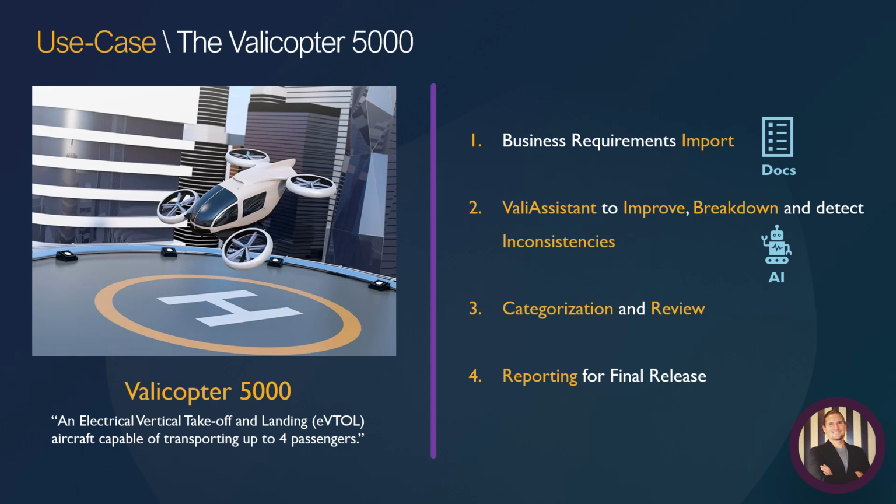But first, let us take a look at what product we are exactly specifying. So we are going to use Valispace as our main requirements and system engineering tool for the development of an electrical vertical takeoff and landing aircraft, the Valicopter 5000.